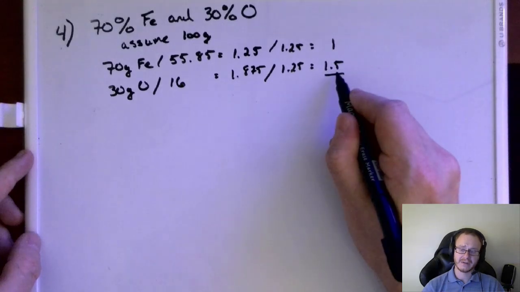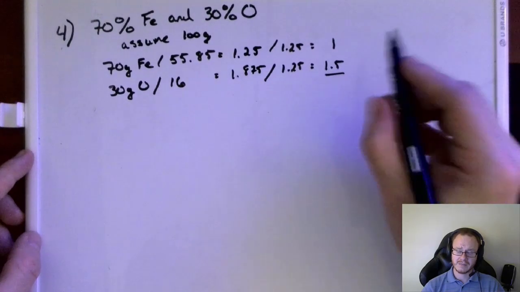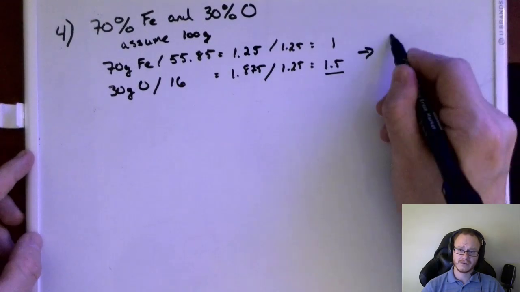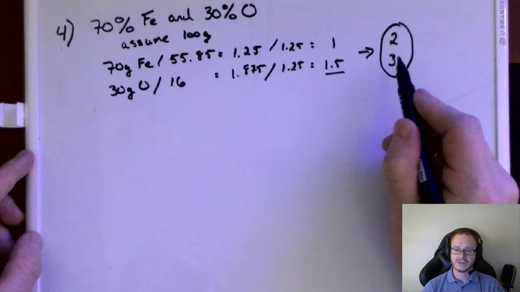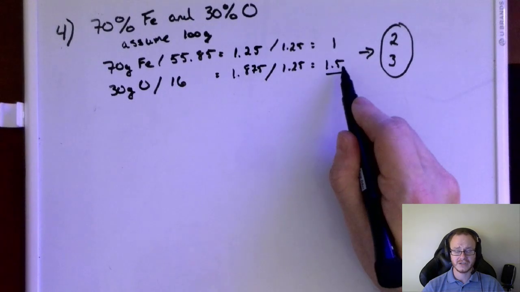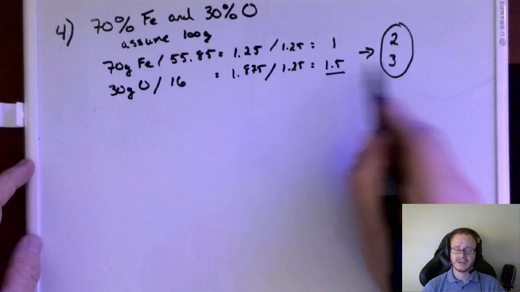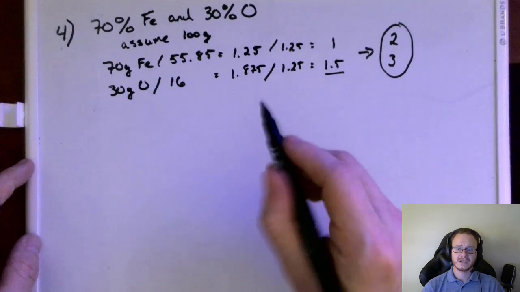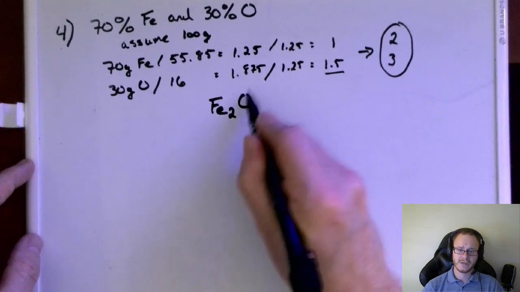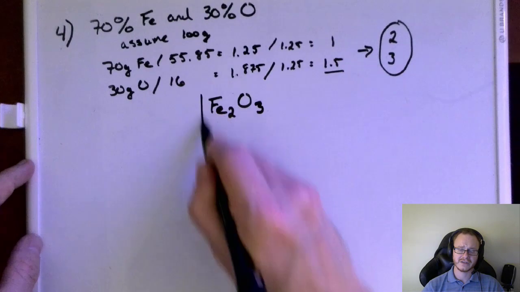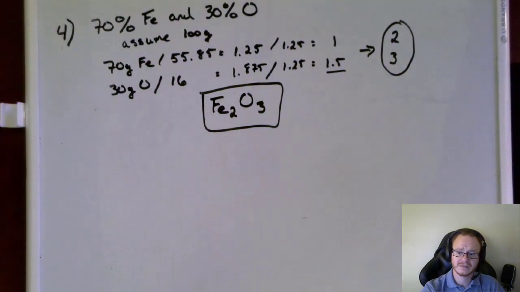It's not something I can easily round up or round down. It's not like it's 1.1 or 1.9. I need to maintain a 1 to 1.5 ratio, which ultimately means it's a 2 to 3 ratio. This is why I chose this problem, and the final ratio of iron to oxygen is 2 to 3. So when I write this problem out, we will end up having Fe2O3 as our final answer. Be careful whenever you have any ratio close to 1.5.